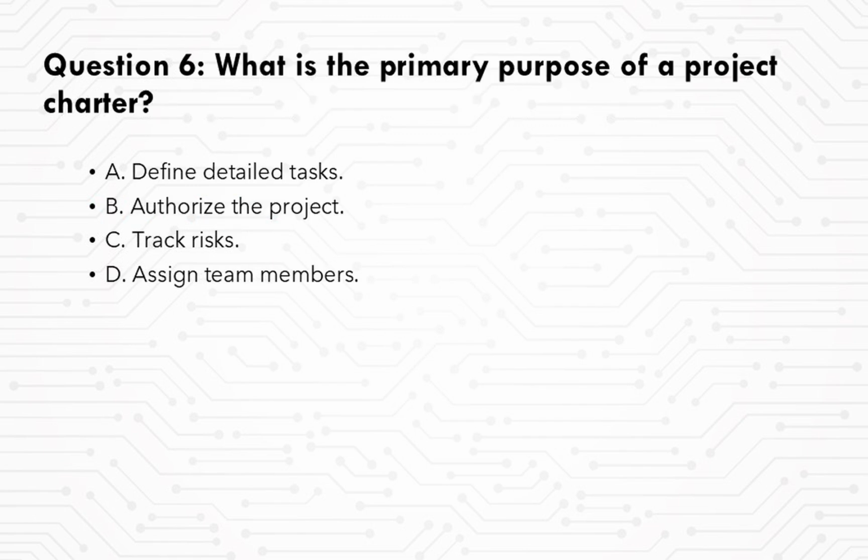Question 6. What is the primary purpose of a project charter? A. Define detailed tasks. B. Authorize the project. C. Track risks. D. Assign team members. Answer: B. The charter formally authorizes the project and gives the PM authority.